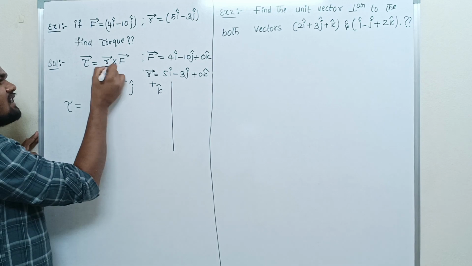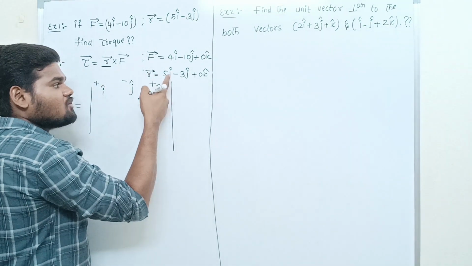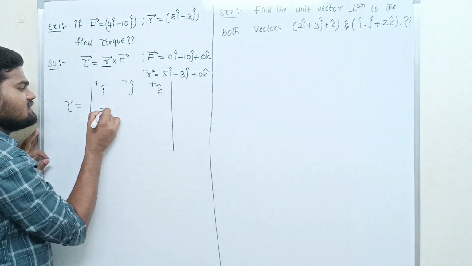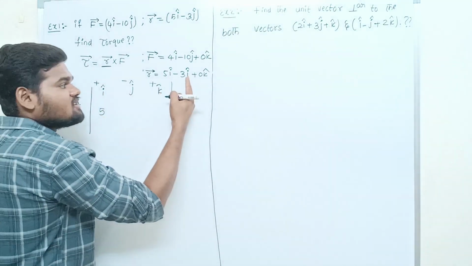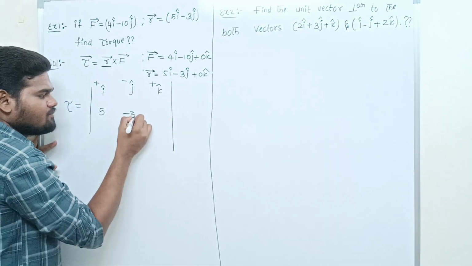What is the first vector? r bar is our first vector. So r bar goes here. What is the coefficient of i cap? 5. Just write 5 under i cap. What is the coefficient of j cap? Minus 3. Just write minus 3 under j cap.